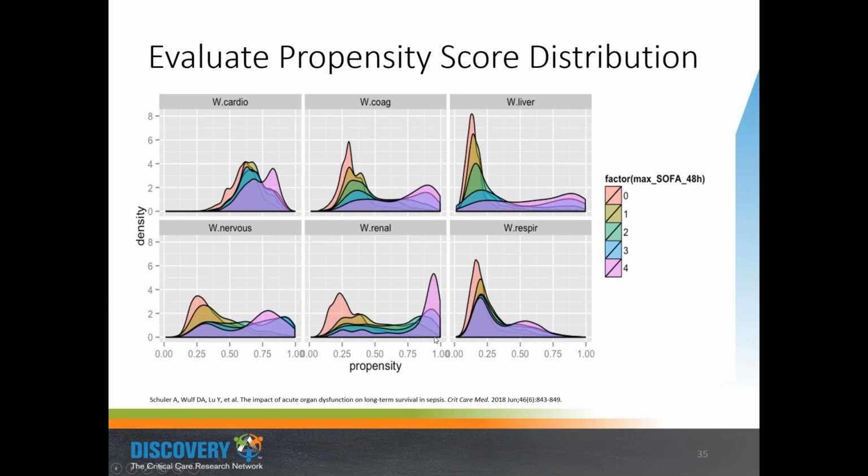And what we see here, for example, in renal disease, the propensity score was quite low, in the pinkish color, for those patients who did not have any evidence of renal disease and acute organ dysfunction. And those who had the worst degrees of acute kidney injury, our propensity model also differentiated them. So you can see for some of these organ subscores we're getting better separation, and for some of them the separation is a little bit more challenging, for example here in respiratory failure.